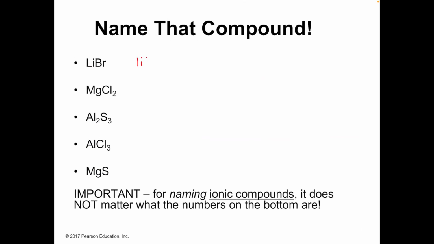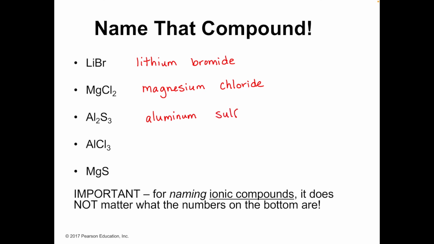Okay, so this first one is lithium bromide. So again, we're changing the bromine to end in IDE. This next one will be magnesium chloride. So again, we're changing chlorine to end in IDE. This will be aluminum sulfide. That sulfur becomes sulfide. This one is aluminum chloride.